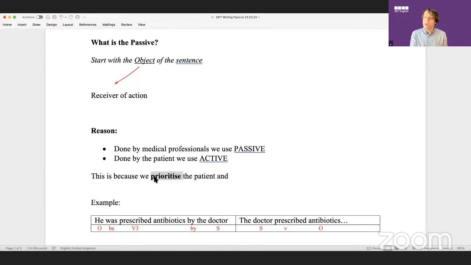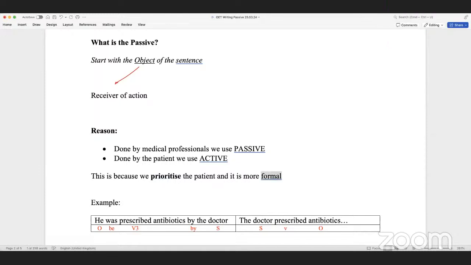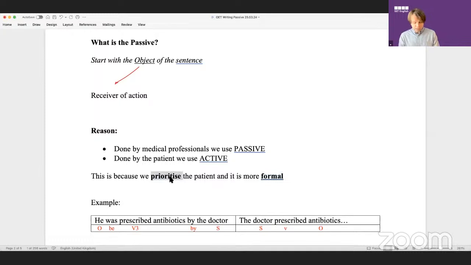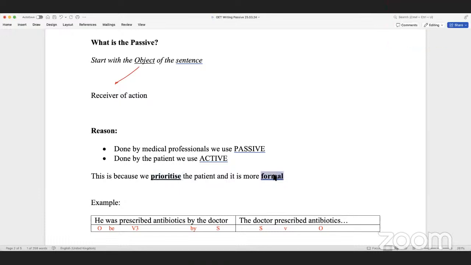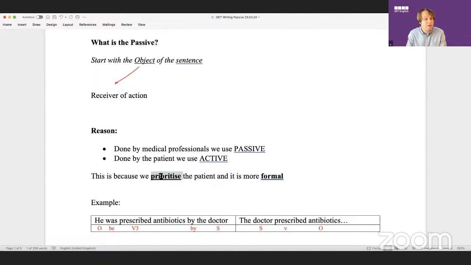We focus on the patient, and it is more formal. It's formal, right? So look, we are professionals. You guys are medical professionals, so you need to focus on the patient, and you need to be formal and professional. You cannot talk about yourself. That's slightly less formal in this context. So these are the reasons why in OET we want to be formal, professional sounding, and prioritize the patient. Everything is about making patients better. Okay, now that is the passive.